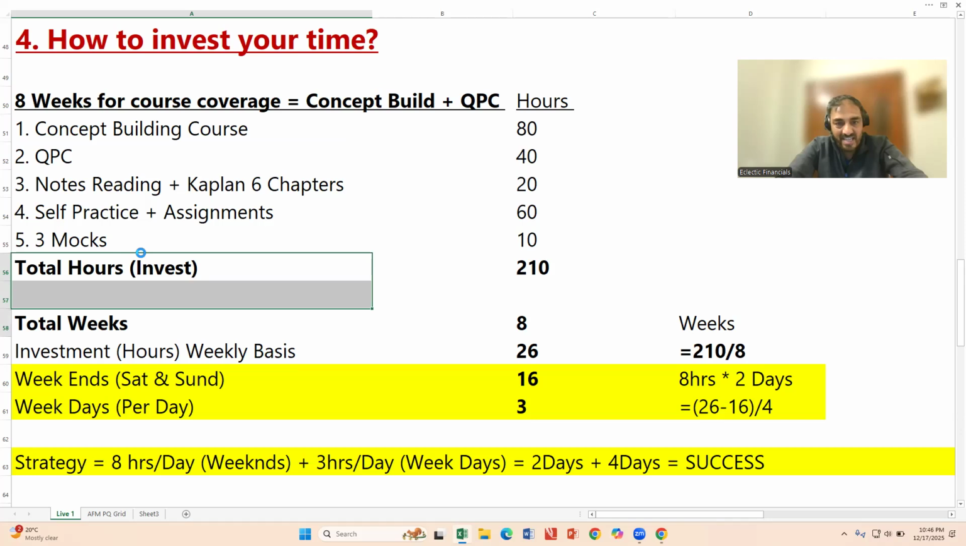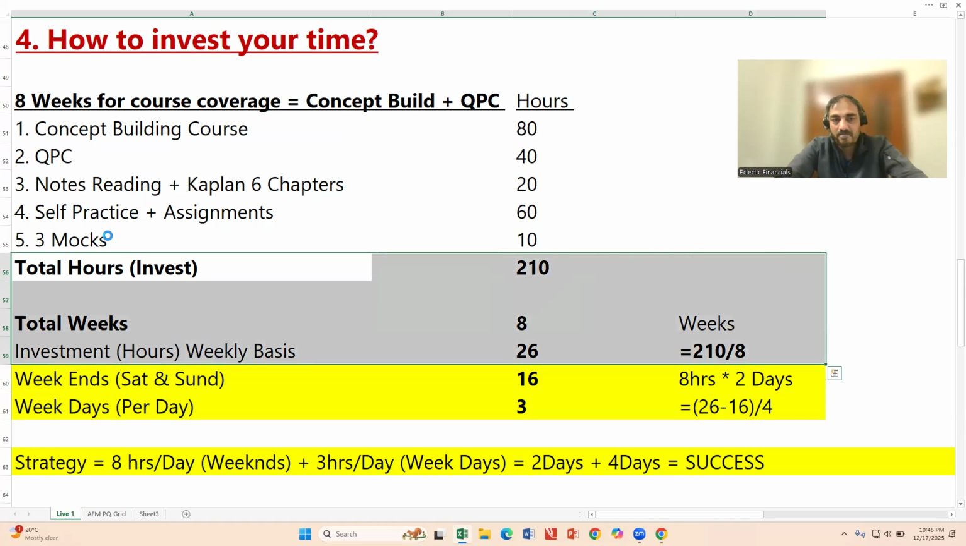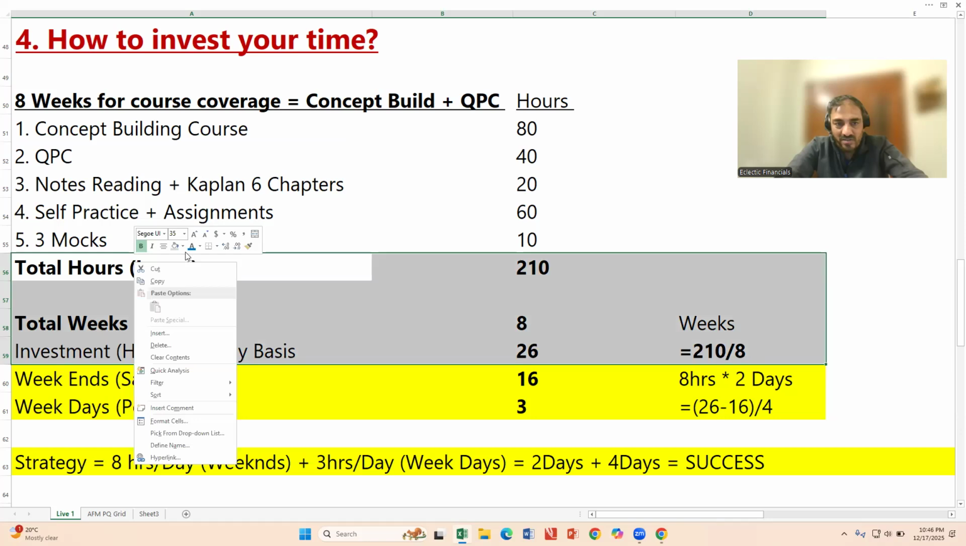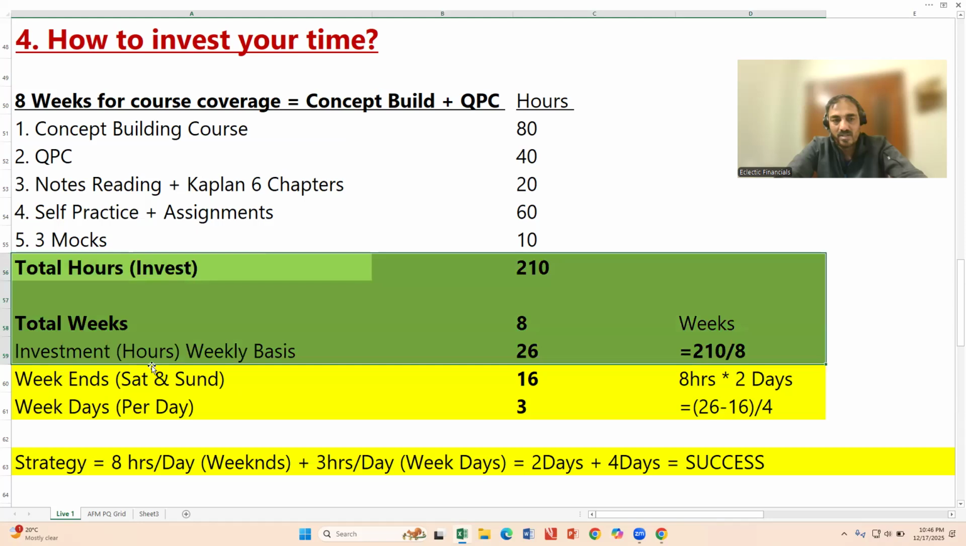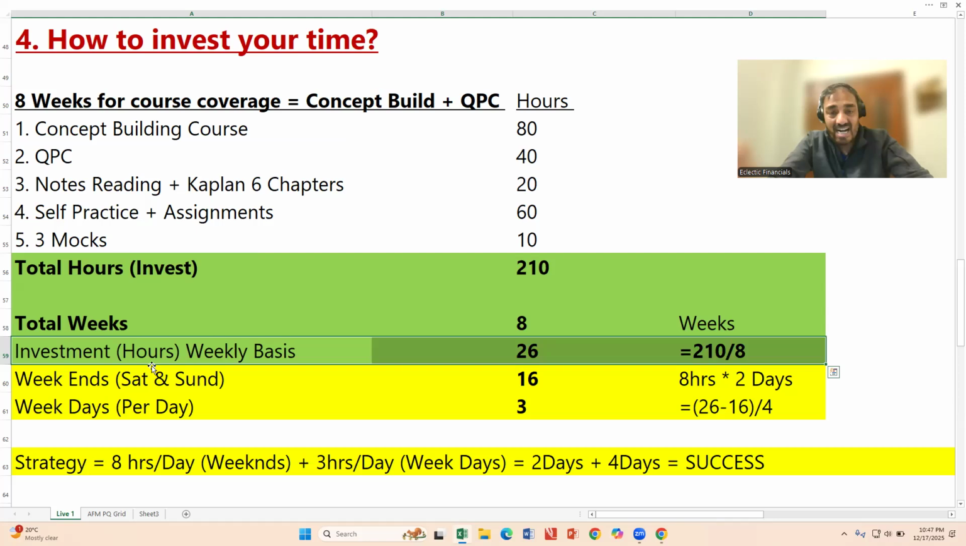You have a total of 8 weeks. If you divide 210 by 8 weeks, you need to invest 26 hours weekly. You can make a schedule of 26 hours per week according to your own schedule or your own engagements.